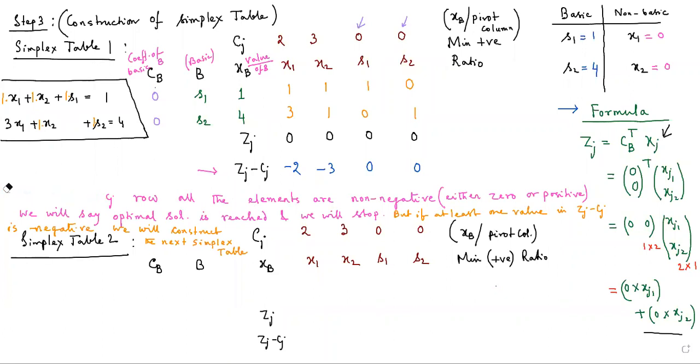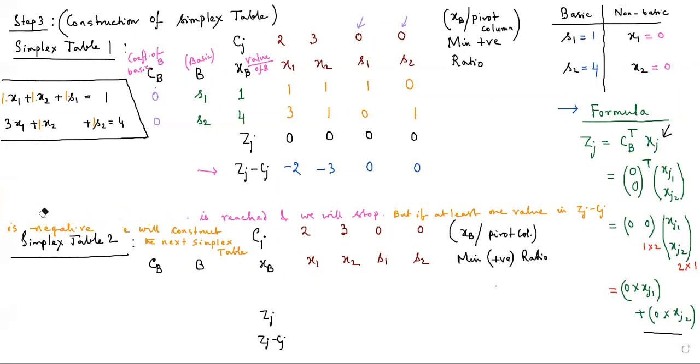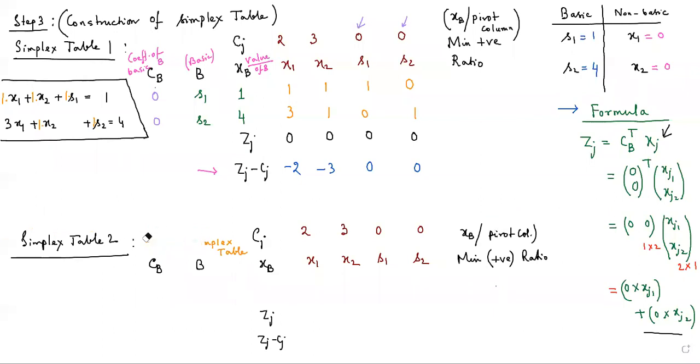If in the Zj minus Cj row, all the elements are non-negative, that is either 0 or positive, we will say optimal solution is reached, and we will stop. But if at least one value in Zj minus Cj is negative, we will construct the next simplex table. Okay.